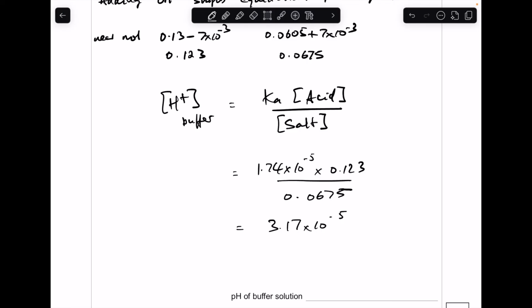And all I need to do is minus log that and give my answer to 2 decimal places. So the pH of the buffer is 4.50. So well done if you got that one right.